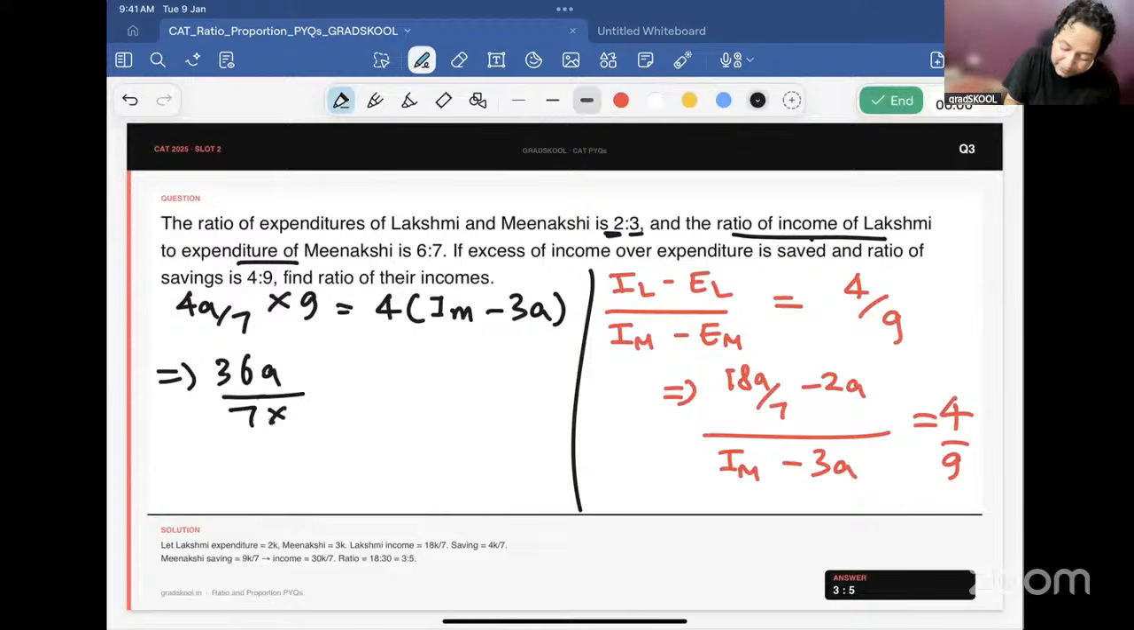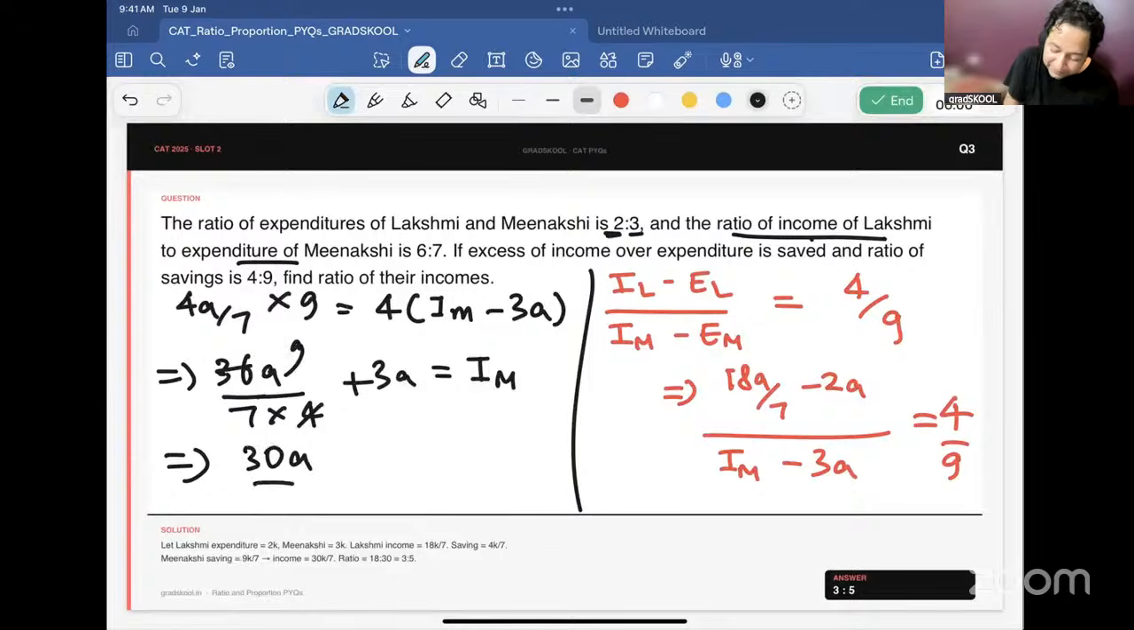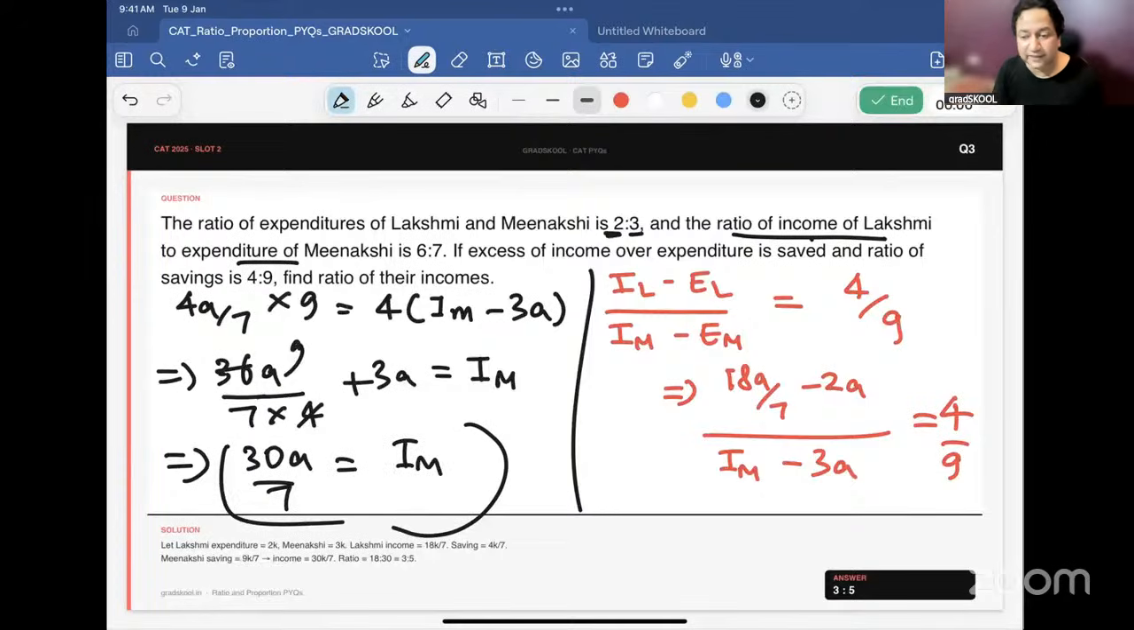Let's bring 4 here, plus 3A as the income of Meenakshi. So I get 9A, 4 9s are 36, 9A/7. 30A by 7 is the income of Meenakshi. We got that right. 30A by 7 is the income of Meenakshi, and the income of Lakshmi was already 18A by 7. We need to find the ratio of their incomes.